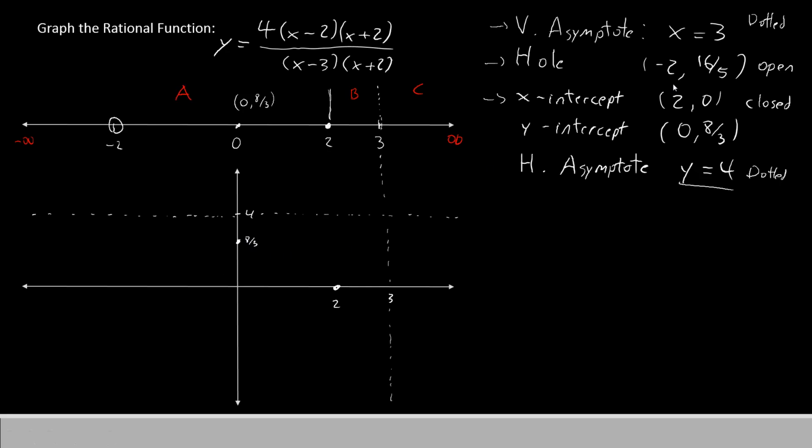And I'll also place the hole at negative 2, 16 over 5. So here would be negative 2. 16 over 5 is a little bit more than 3. So I'll place my open circle a little bit above.